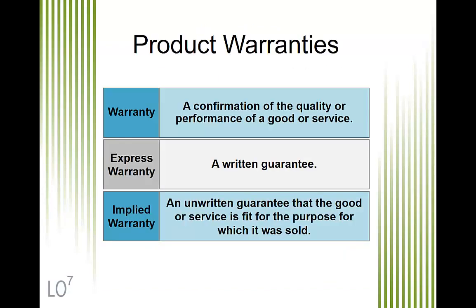Lastly, let's talk about product warranties. A warranty itself is a confirmation of the quality or performance of a good or service. An express warranty is a written guarantee. An implied warranty is an unwritten guarantee that a good or service is fit for the purpose for which it was sold.